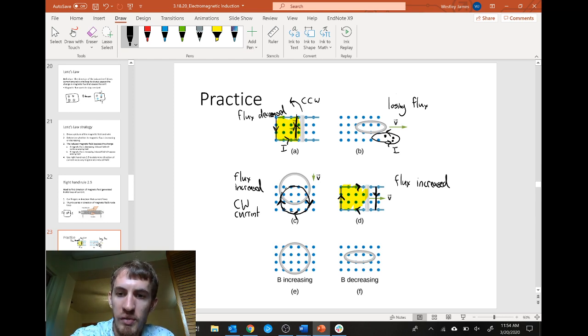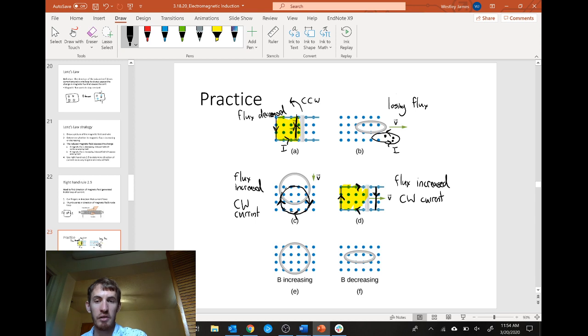And so all of this is just the direction. All we're finding right now is the direction that current flows. If you want to find how much current flows, you're going to have to find how much EMF is generated and divide that by the resistance, just like that last problem we did.